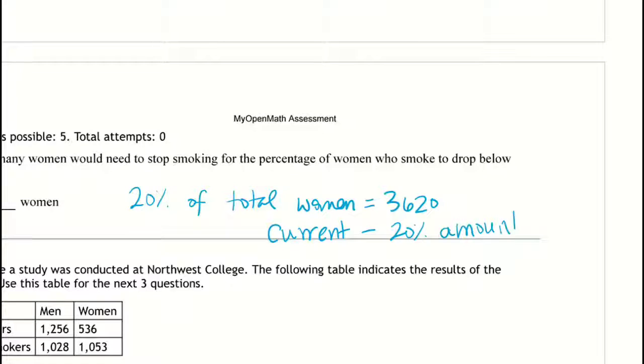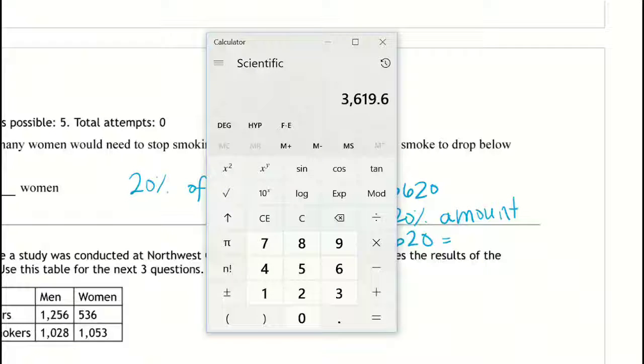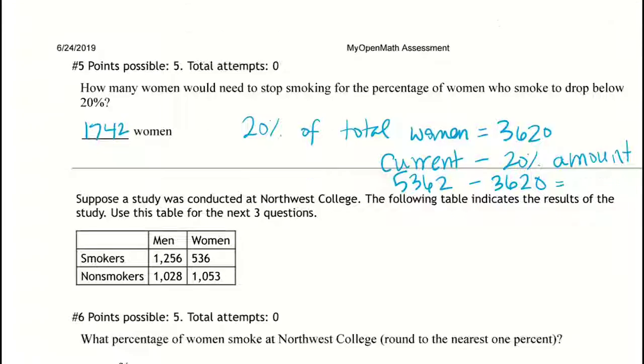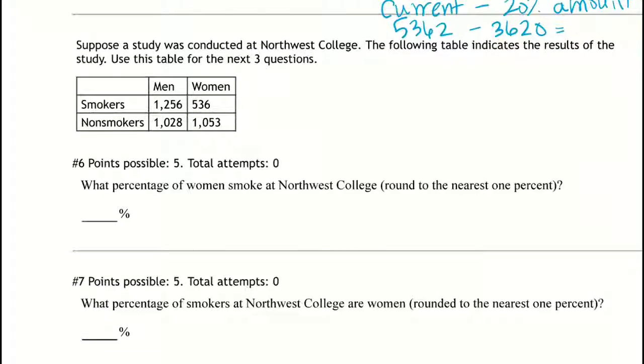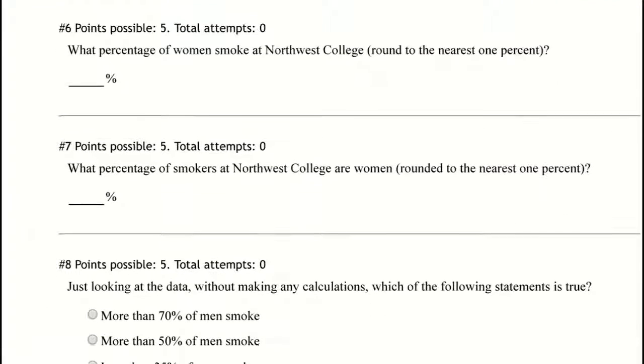So we're going to take our current minus that amount we just found, and that's how many women need to stop smoking. Okay, so 1,742 women. Now, numbers 6 and 7 go through the same steps, but now you're looking at Northwest College instead.